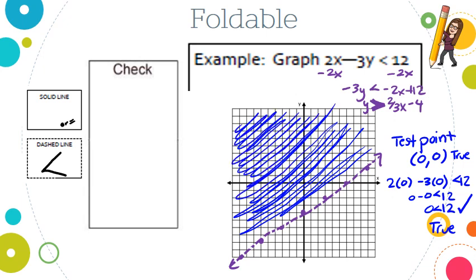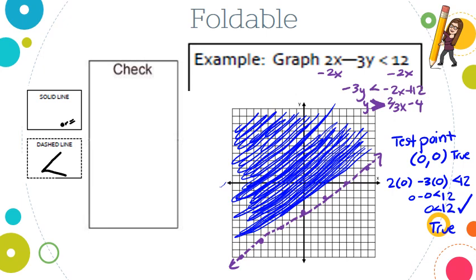Okay? So I could use any test point. I could have used 0, 10, and it would have worked. I could have used negative 10, 0, and that would work as well. You can pick any point. You have an infinite amount of points to choose from to plug in and see if they work.